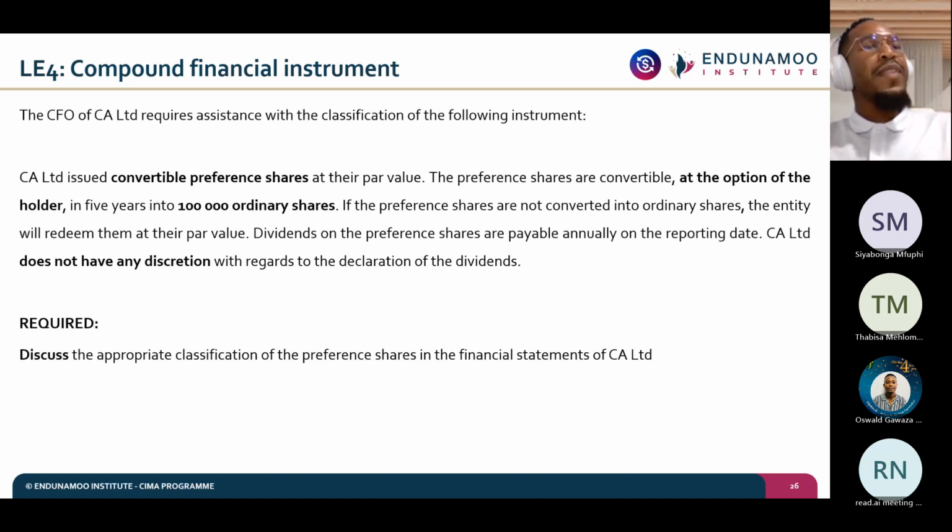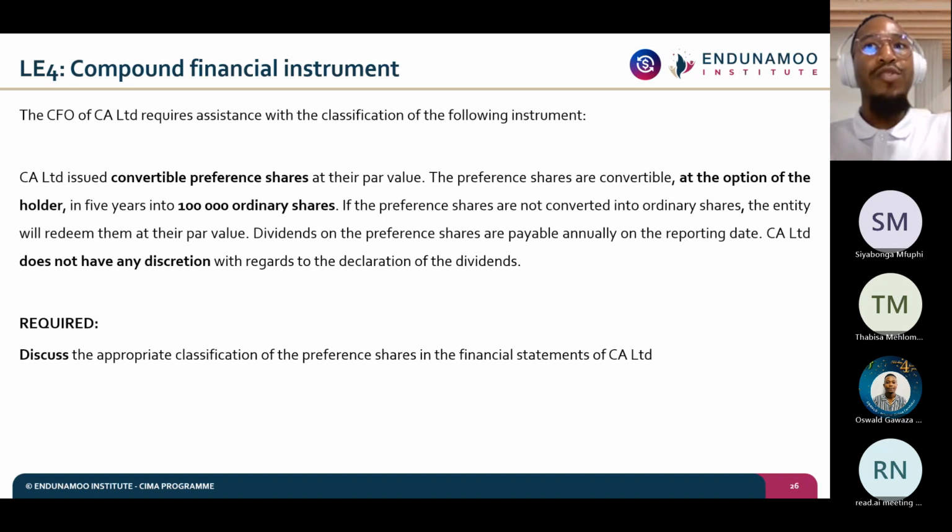On the other hand, if the holder comes and says, I want 100,000 ordinary shares instead, this is a fixed number of ordinary shares, we will have to issue the number of ordinary shares. In this case, we have a compound financial instrument because there's the portion of the agreement that is a financial liability because the holder can come and request money from us. On the other hand, they can come and request shares. If the shares are not converted into ordinary shares, the entity will redeem them at their par value. So we know we have a fixed amount that we're going to have to be settling.